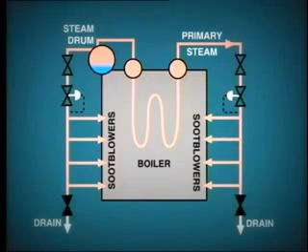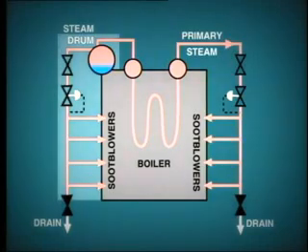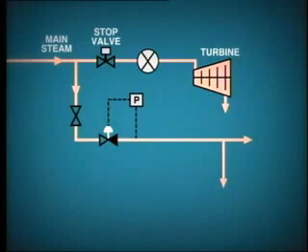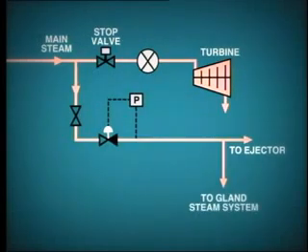Soot-blowing steam for the boiler is usually taken directly from the boiler itself, either from the drum or the first stage of superheat. For the turbine steam auxiliaries, such as the air removal steam ejector and gland sealing steam, a direct supply is usually taken from the main steam line before the stop valve.